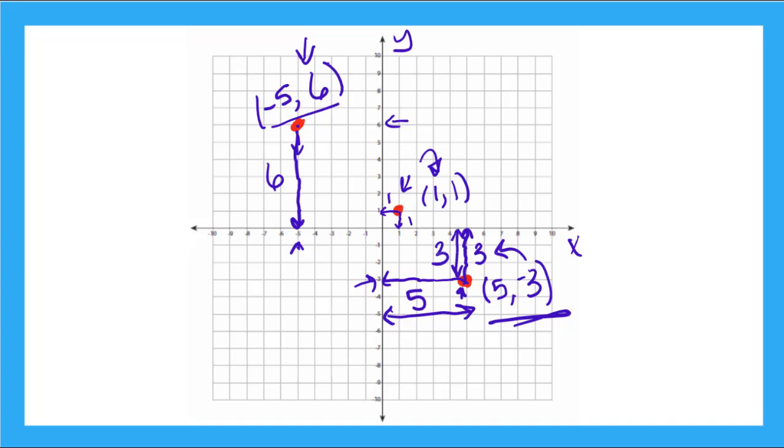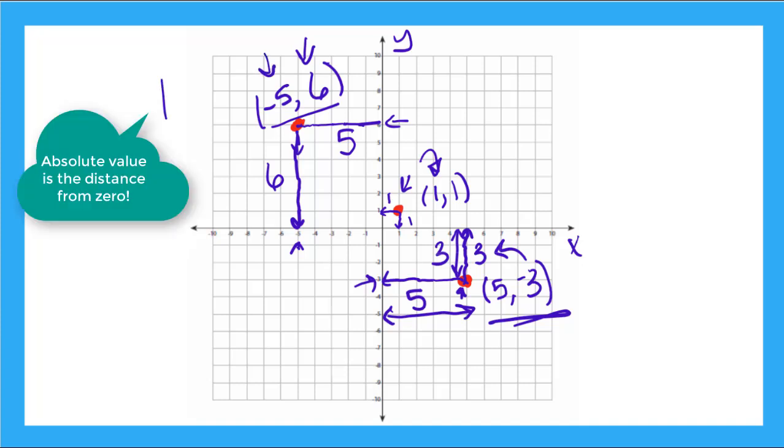Now how far am I from my y-axis? Starting at my point, 1, 2, 3, 4, 5. 5 boxes from my y-axis, which would be the absolute value. Remember, if I have -5 in absolute value, that's equal to 5. So my x-coordinate there would match.